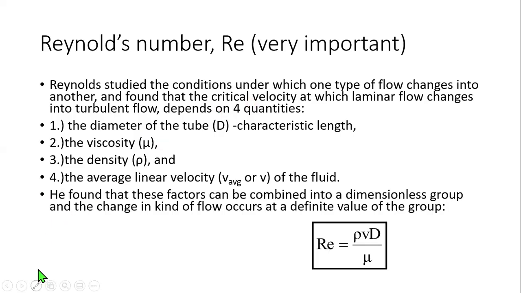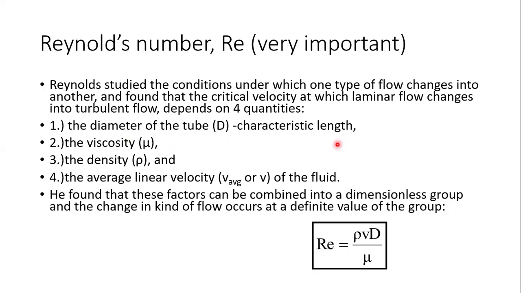So even if we talk about a graph, a critical point is more like a turning point where we can now have some kind of change happening, right? So you realize that there's a certain velocity at which laminar flow will now begin to change into turbulent flow. But if we consider other parameters as well, we realize that they also affect the transition from laminar to turbulent flow. So he realized that the diameter of the tube, right, would affect it.